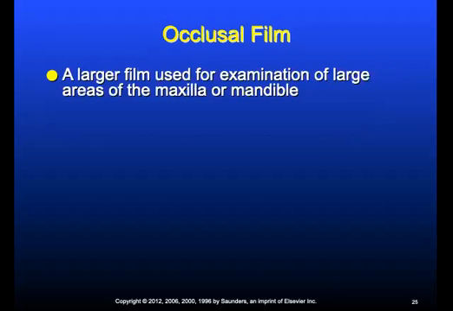An occlusal film is another type of film. It's a larger film used for examination of large areas of the maxilla or mandible. The film is named occlusal because the patient occludes, or bites, on the entire film.